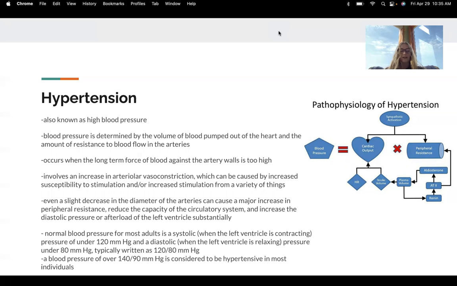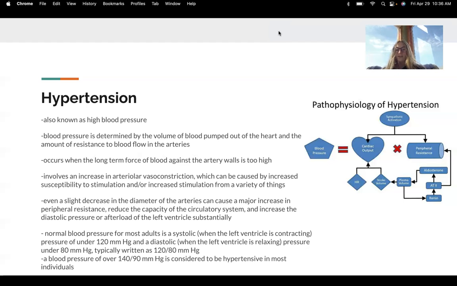It involves an increase in arteriolar vasoconstriction, which can be caused by increased susceptibility to stimulation and/or increased stimulation from a variety of things. Even a slight decrease in the diameter of the arteries can cause a major increase in peripheral resistance, reducing the capacity of the circulatory system and increasing the diastolic pressure or afterload of the left ventricle substantially. Normal blood pressure for most adults is 120/80, and a hypertensive blood pressure for most adults is 140/90.